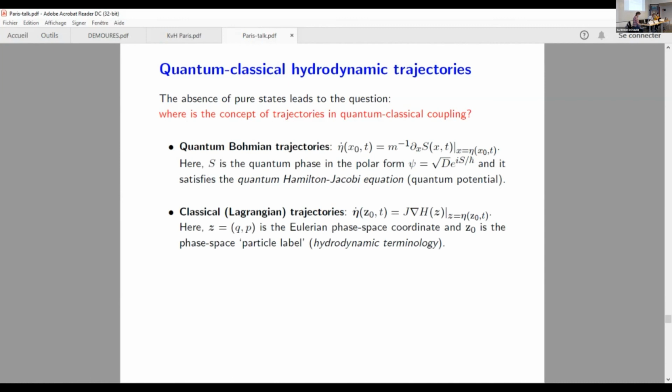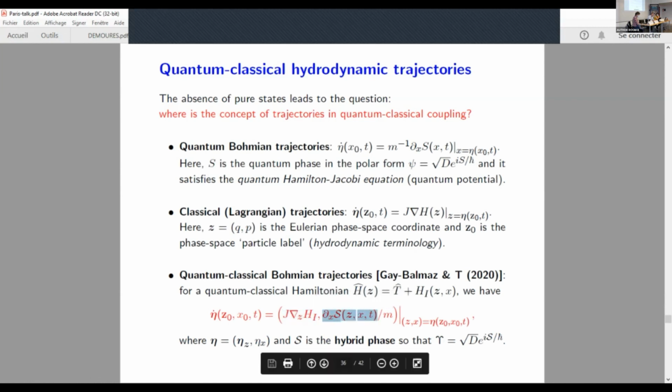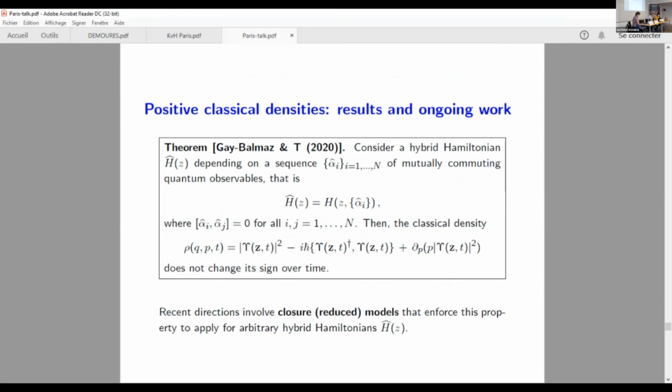If we do it in the hybrid case, we get the hybrid vector field that was introduced by François. On the classical sector, we just get Hamiltonian dynamics. On the quantum sector, we have the Madelung vector field from quantum hydrodynamics. I will conclude with the last slide: positive classical densities. Here is what we got so far. If the Hamiltonian depends on any set of commuting quantum observables, then we can ensure that the classical density does not change sign over time. What we are working on these days is a set of reduced models that enforce this property for arbitrary hybrid Hamiltonians. And of course, we want these models to be Hamiltonian. This is ongoing work.